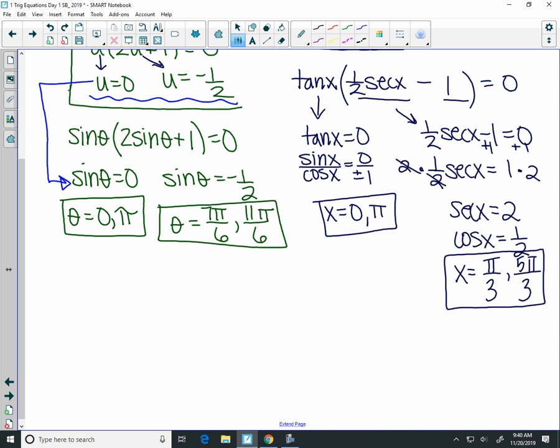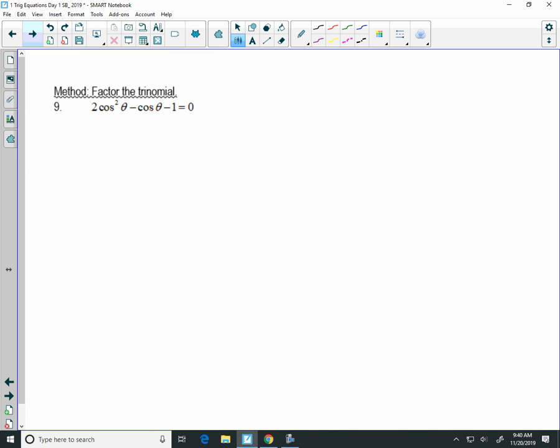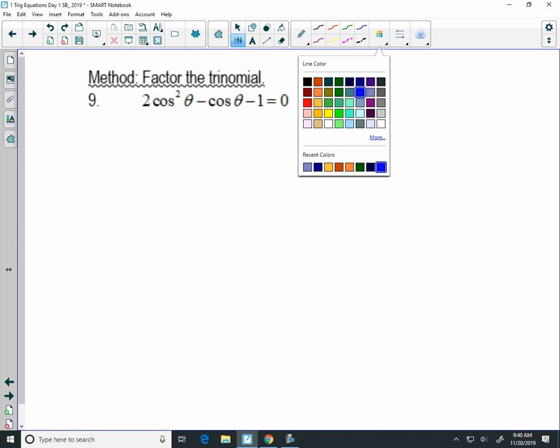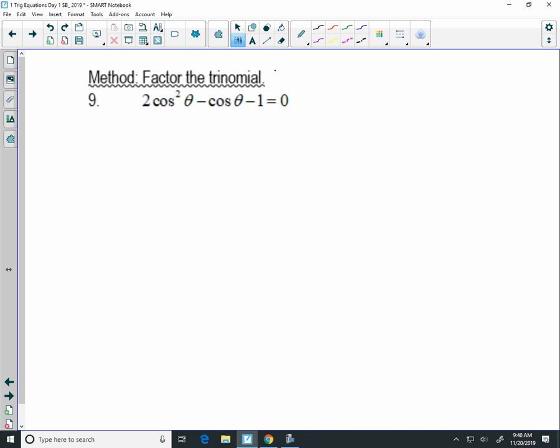Are you ready? Okay. This is someplace that I think it is really helpful to do this. Let u equal cosine of theta. And you'll see, I kind of go back and forth. If you look at my work on Canvas, sometimes I'll use u's and sometimes I won't.